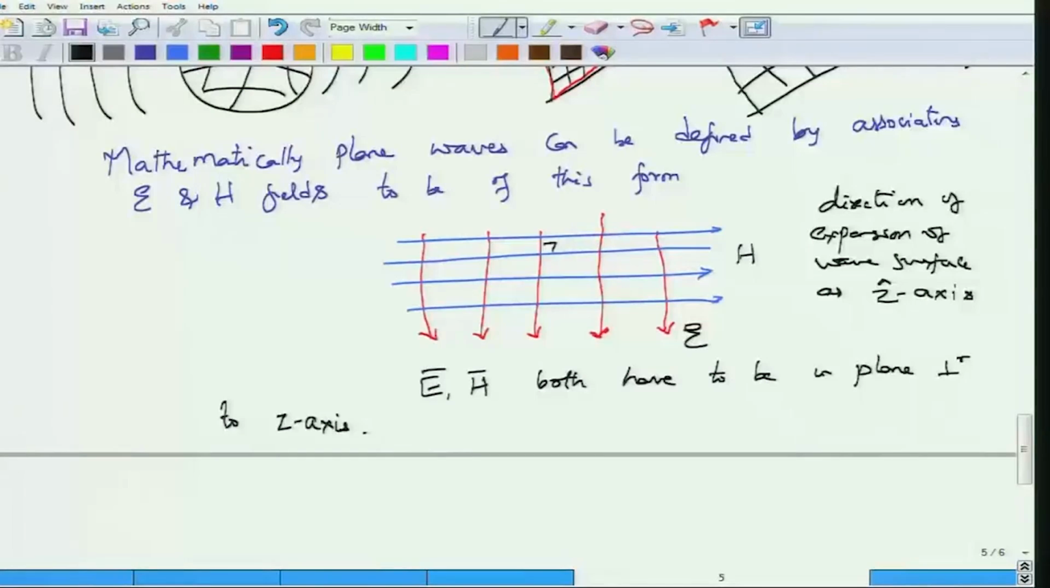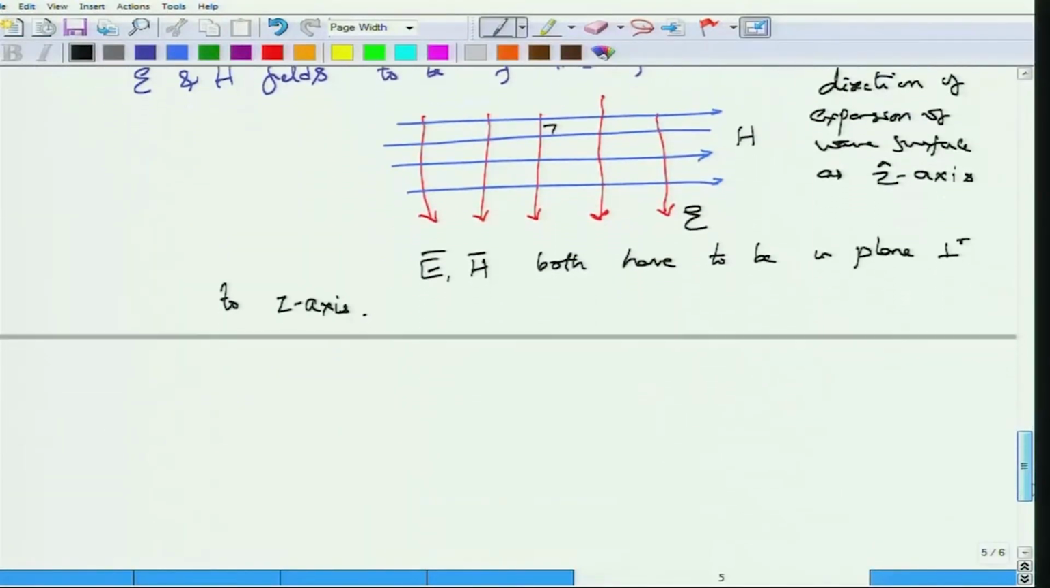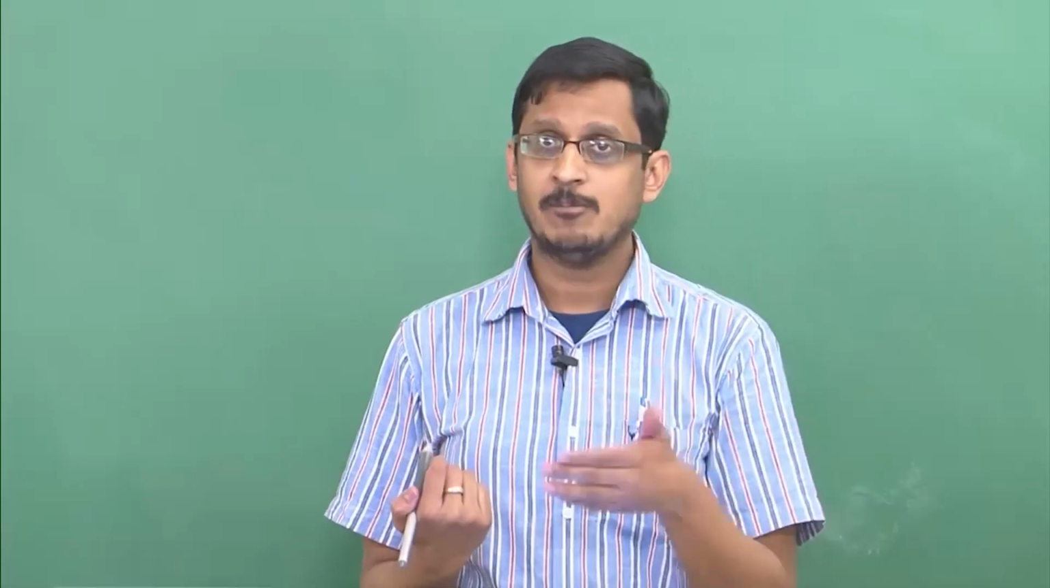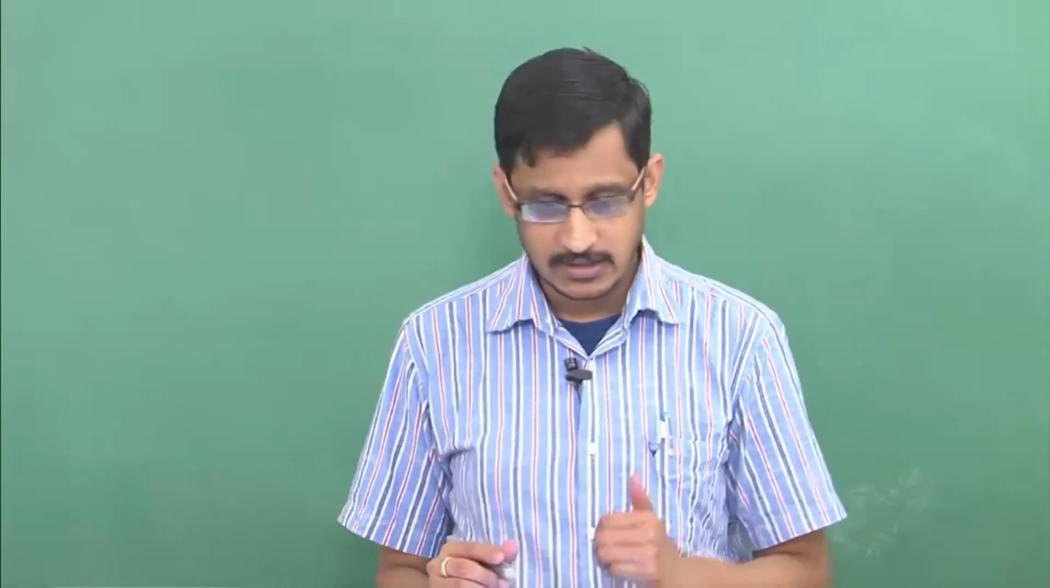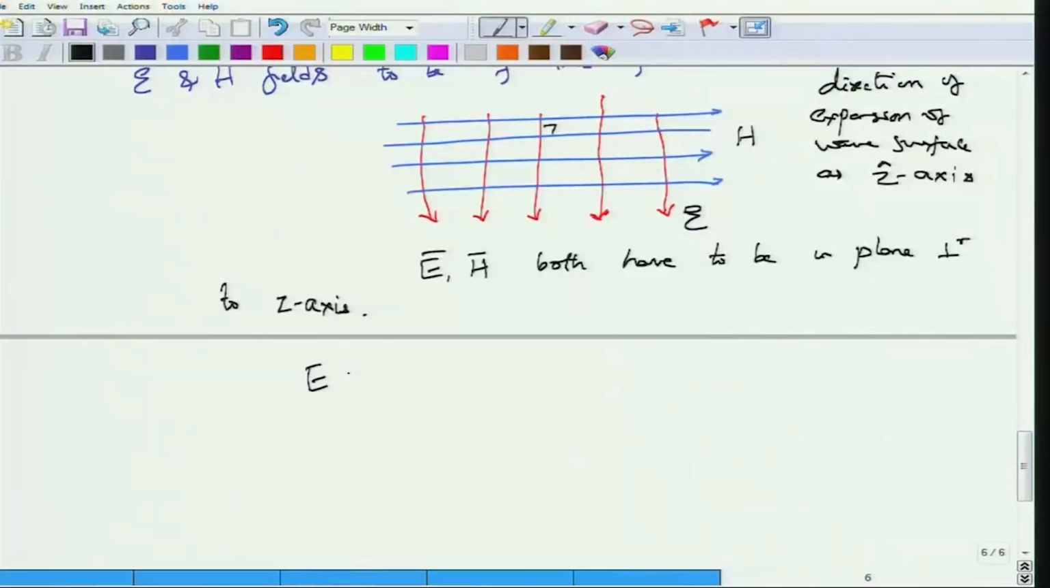So we are free to choose the electric and magnetic fields to be lying along the x or y direction, but they have to lie only in the x and y directions, and they have to be perpendicular to each other, and perpendicular to the plane that contains both, right. So E is perpendicular to H, which is perpendicular to the z axis, the direction of propagation. This is the first rule for a plane wave which is propagating along the z direction.